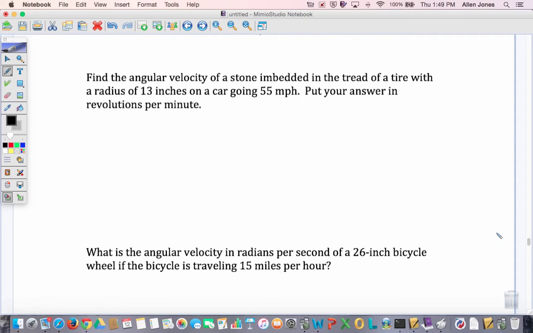We'll go a couple more here. Find the angular velocity of a stone embedded in the tread of a tire with a radius of 13 inches on a car going 55 miles per hour.